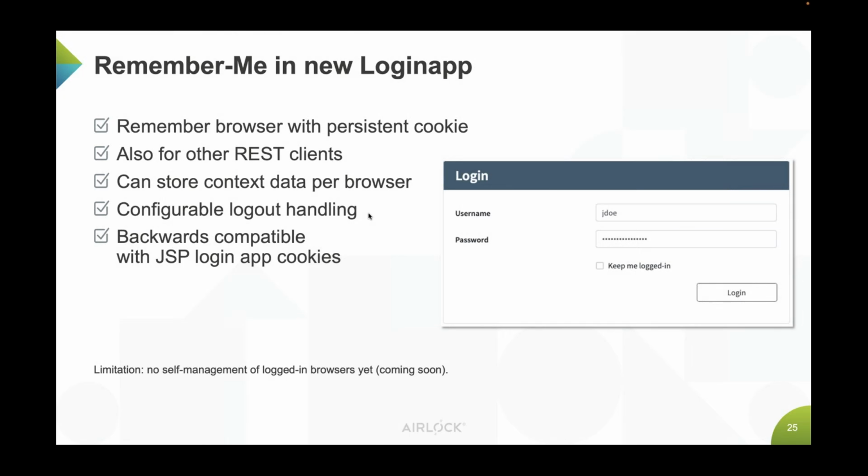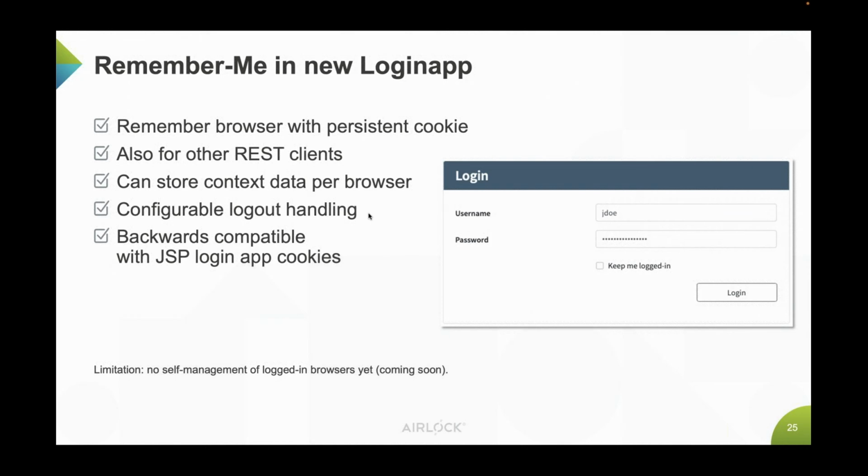Now what is new in the new Loginapp? First of all, now you can use it in the new Loginapp at all. This has not been the case in 7.5. But for those who knew the old feature, they know it was really very basic. We didn't really store anything per browser. We just had one field in the user record for all the remembered browsers.